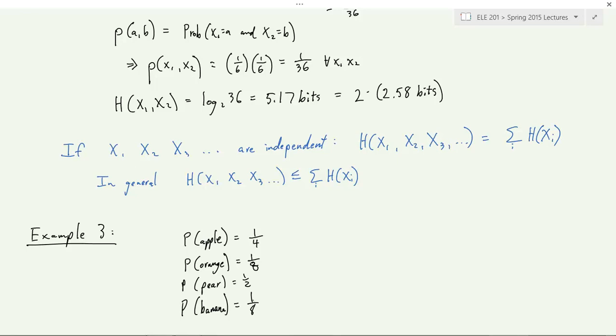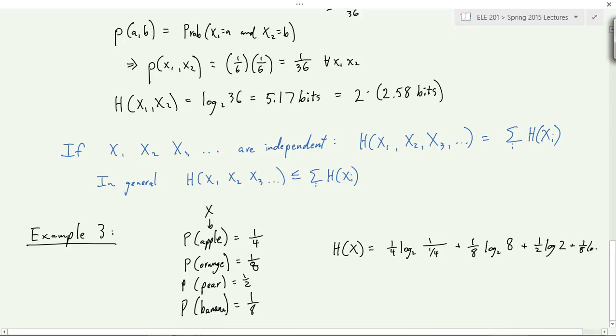Let's calculate the entropy of this thing. So, again, let's say this is x. We'll say x is this thing in here. It's the random variable. The entropy is, remember, we sum the probability, 1/4 times log of 1 over that same probability, 1 over 1/4. Plus, and we just go down the list like that, 1/8 log of 8, plus 1/2 log 2, plus 1/8 log 8. That's going to be the entropy.